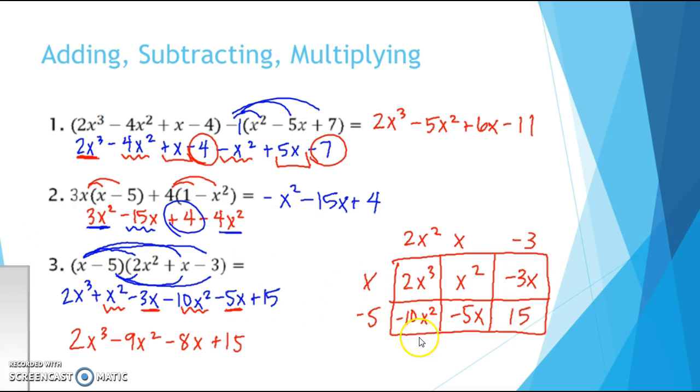If you have any like terms, you don't always, but if you do, they're going to be diagonal. So I have two sets here that I'm going to add. I'm going to bring down the 2x cubed, and then negative 10x squared and x squared is negative 9x squared. Negative 5x and negative 3x is negative 8x, and then a positive 15, which is what we got before when we FOILed.